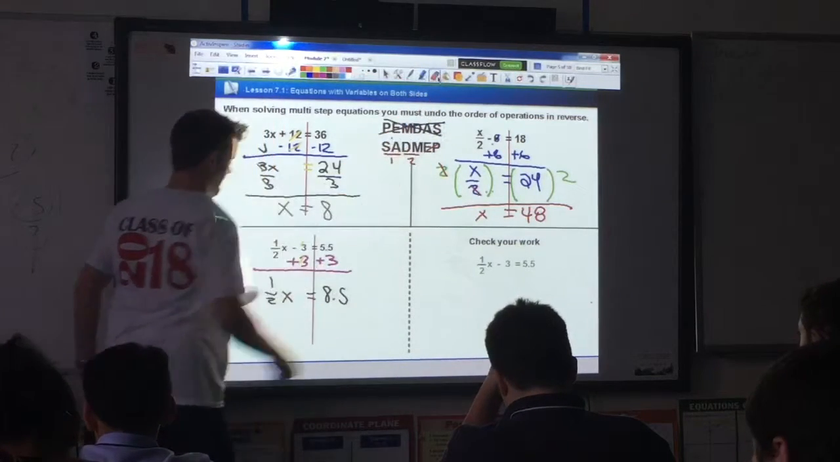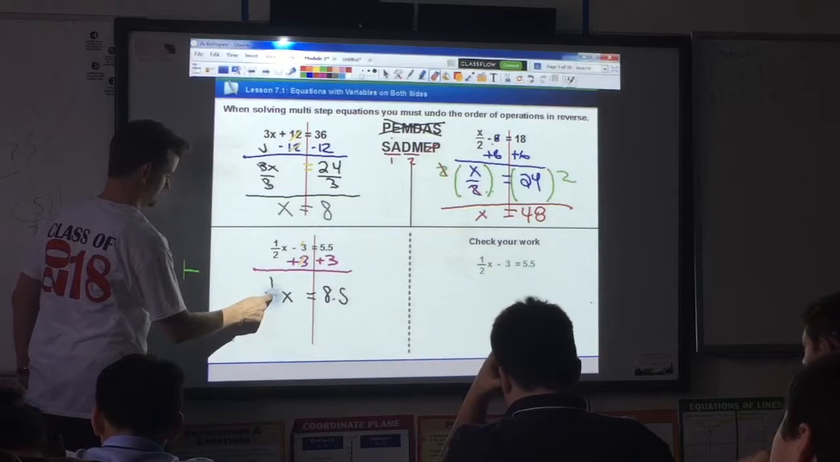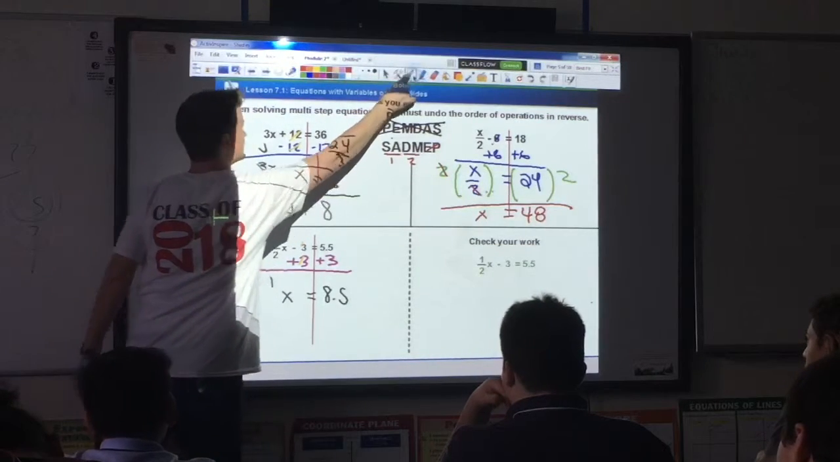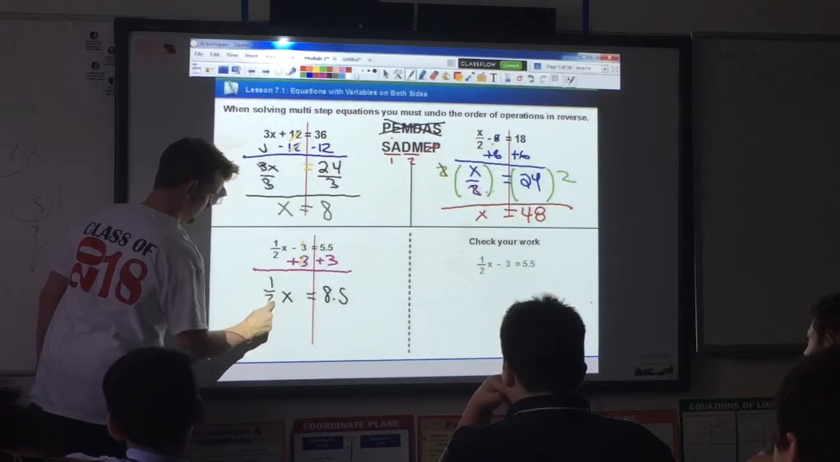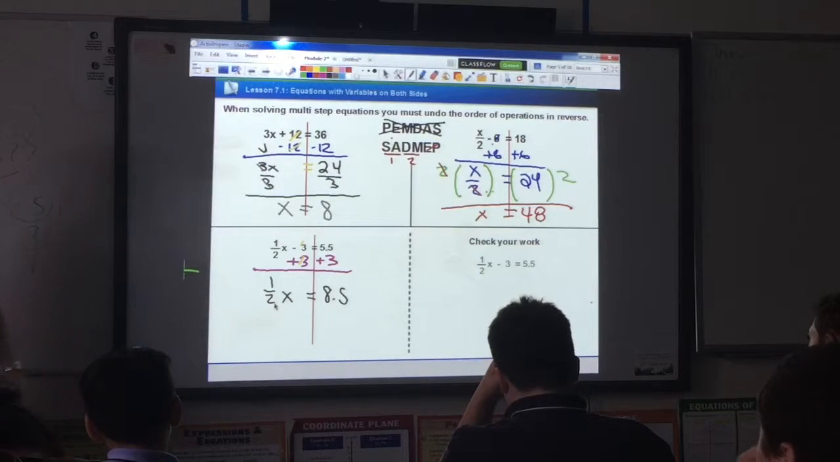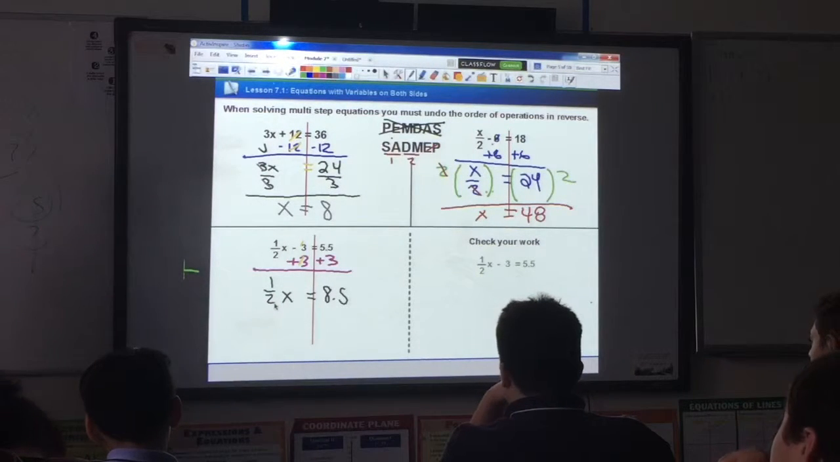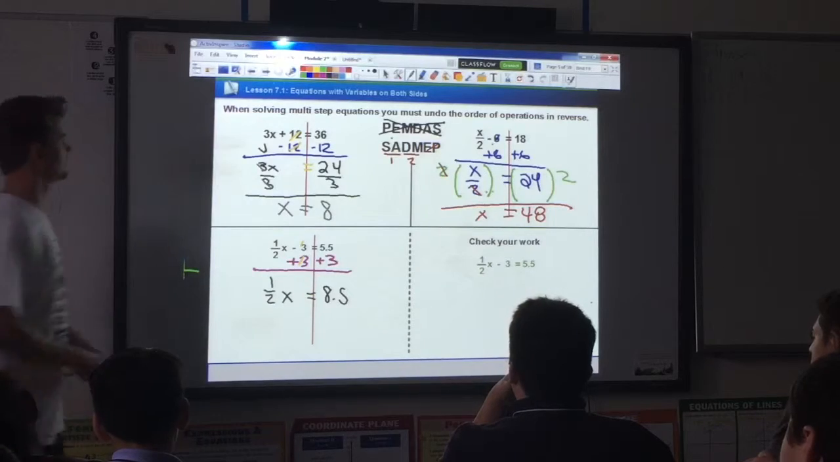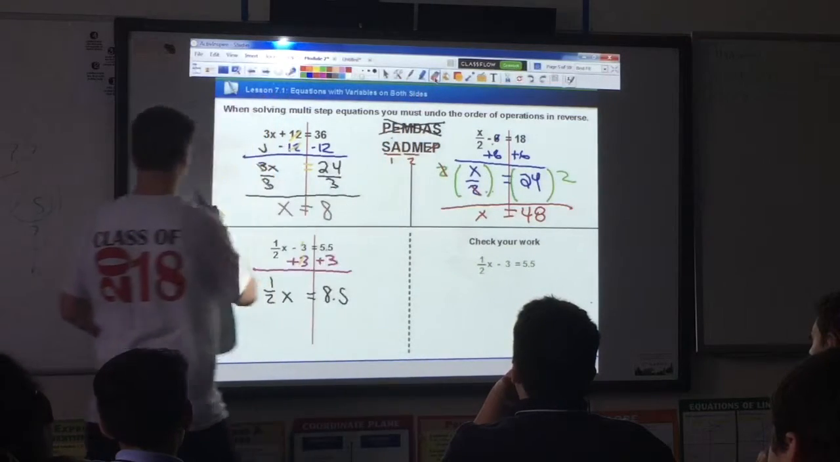8.5. Let me clean up my 2 over here. Looks like you got damaged in transit. 1/2. Read that on the left. So I have 1/2 x is equal to 8.5.